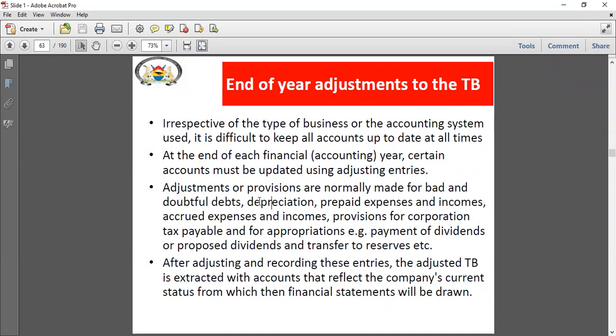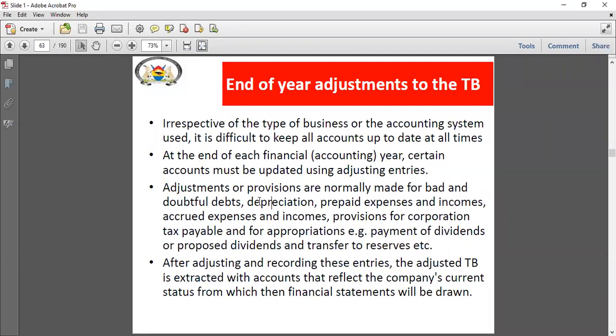Now, with depreciation, we know very well that for any non-current asset we hold, we have to go ahead and depreciate these assets. Mostly, the common depreciation methods we have are the straight line and reducing balance methods, which we shall be looking at as we proceed through this topic.